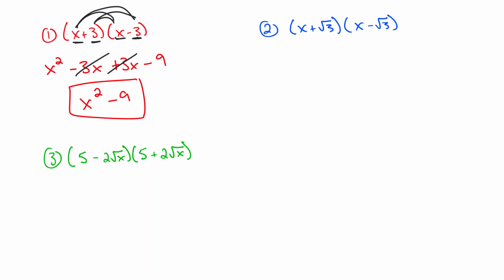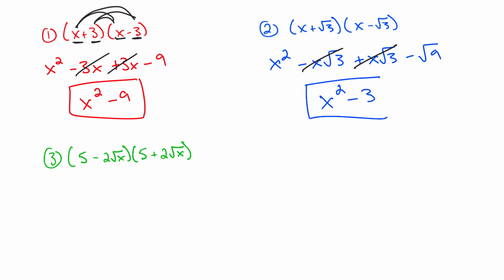So now with problem 2, now I have a binomial times a binomial with radicals in it. When I multiply that out, x times x is x squared. x times negative root 3 is negative x root 3. Root 3 times x is going to be positive x root 3. And then positive root 3 times negative root 3 is negative root 9. The middle terms eliminate, and you're just left with x squared minus 3 as our answer.